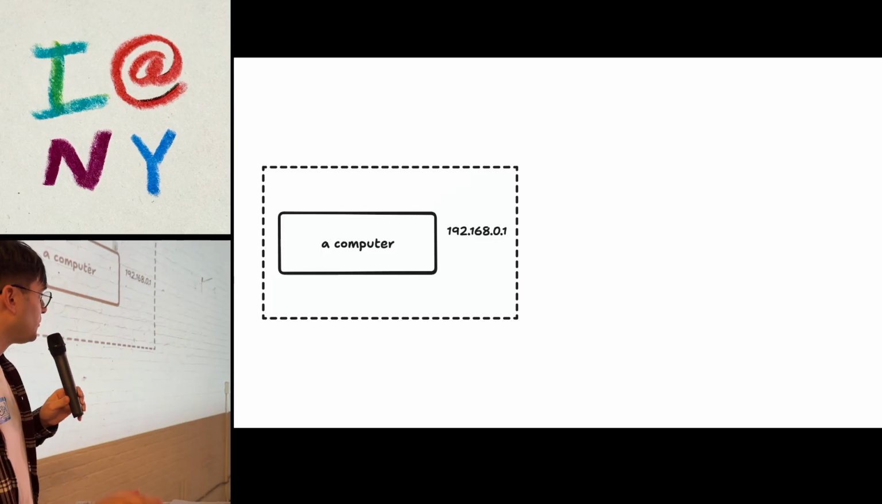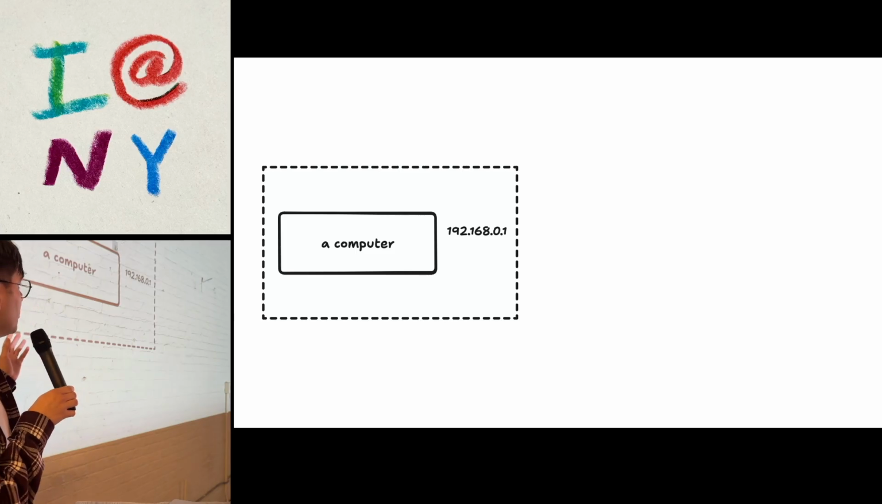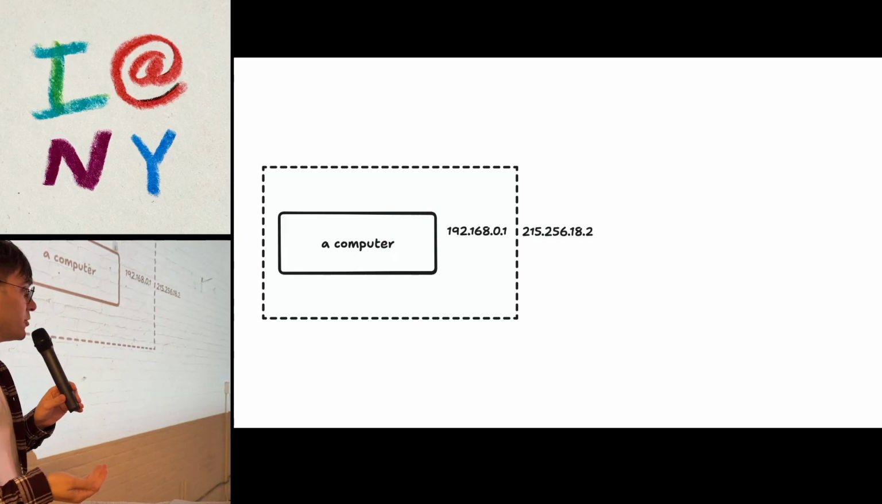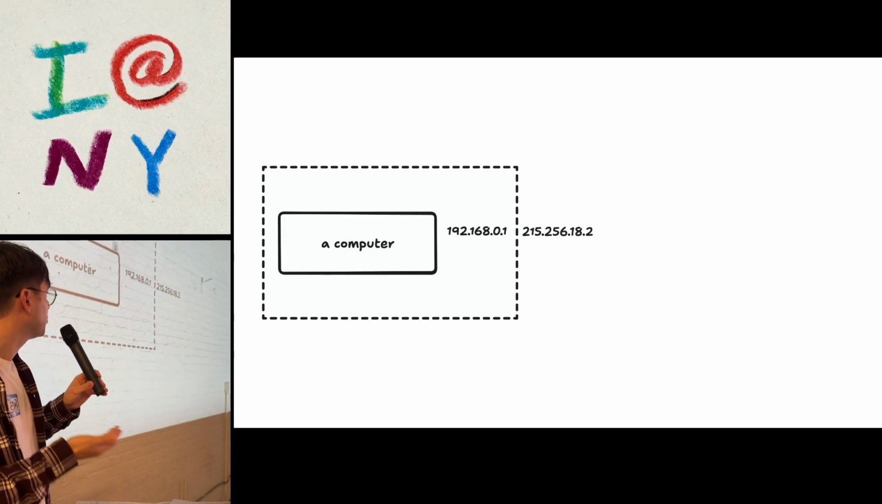Because usually when you have a computer, this little dotted line is your local network, and your local IP address. You know how to reach yourself locally, but you don't know your public IP address. You don't know how other people reach you, or ports and stuff.